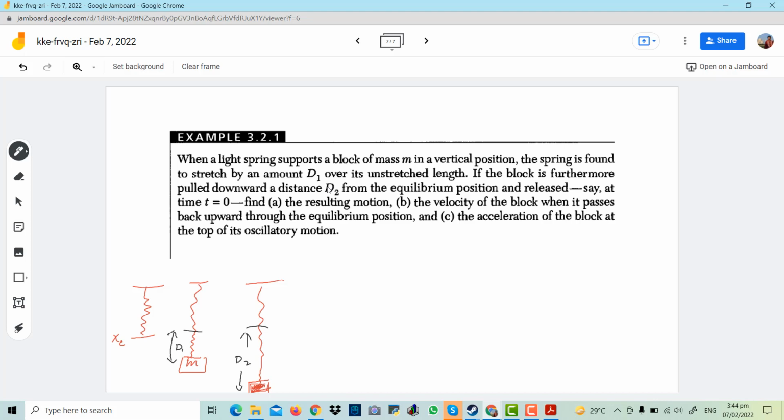Then you release it. What will happen is, this will go there and then back here. So you will get a simple harmonic motion. You will get a simple harmonic motion, so the graph of your mass looks like this.